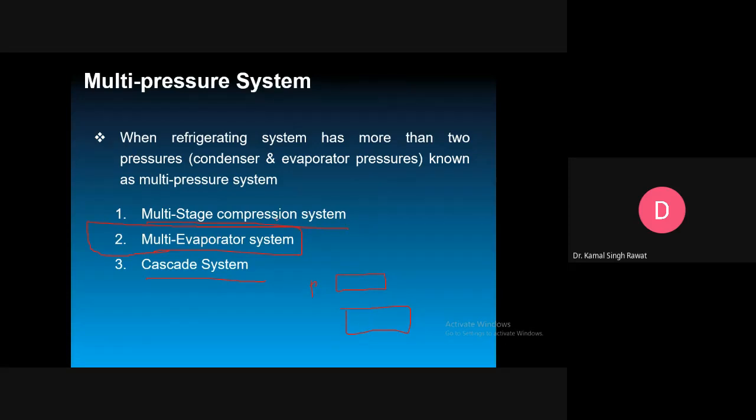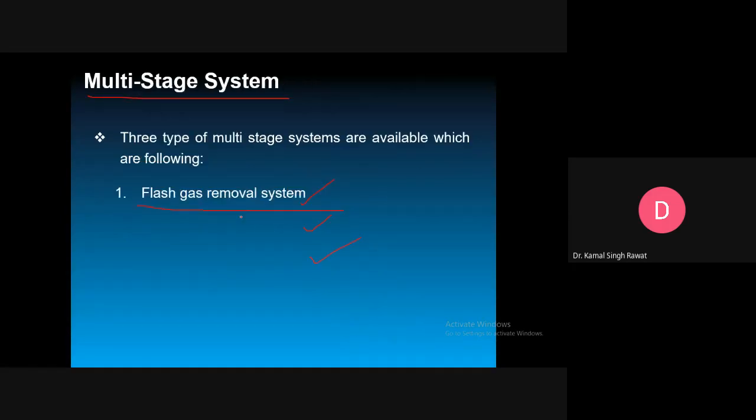ठीक है। और मल्टी स्टेज कंप्रेशन का अभी हमने देखा था, मल्टी स्टेज सिस्टम जब हम कंप्रेशन डिस्कस कर रहे थे, हमने देखा था कि 3 सिस्टम है हमारे पास। फर्स्ट वन इज फ्लैश गैस रिमूवल, second one flash intercooling, and third one is flash and water intercooling. And so far we have discussed only this flash gas removal. So flash intercooling is remaining, flash and water intercooling is remaining, multi-stage system is remaining, and cascade system is also remaining.